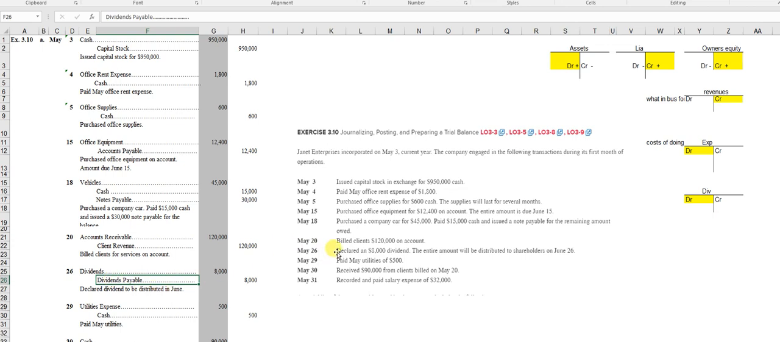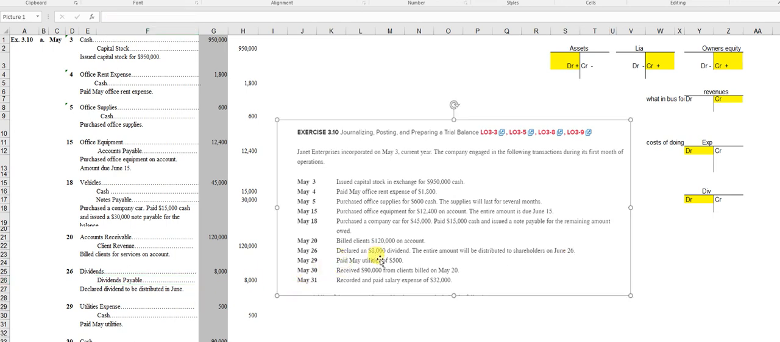But anyway, so I declared the dividends, so I'm debiting dividends, so my running total of dividends is going up. Notice the owner is taking money out of the business, so owner's equity is going down, and I'm keeping track of dividends on the debit side. I would credit cash if I was paying them now, but I'm not paying them till later.